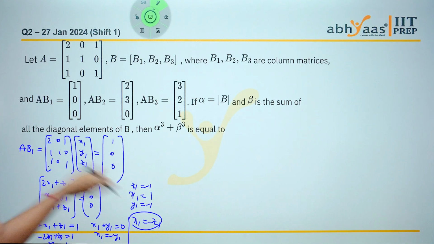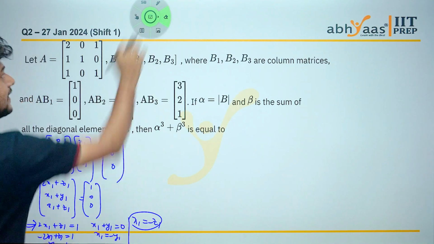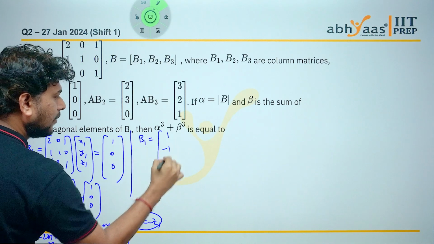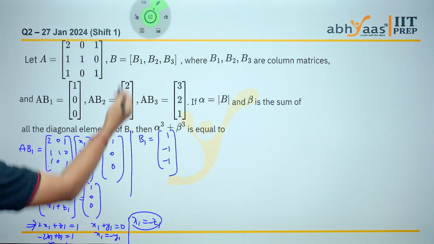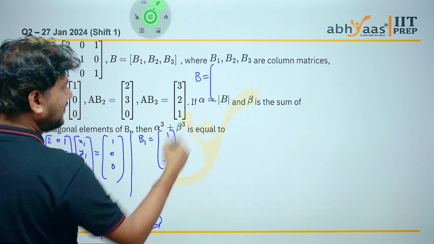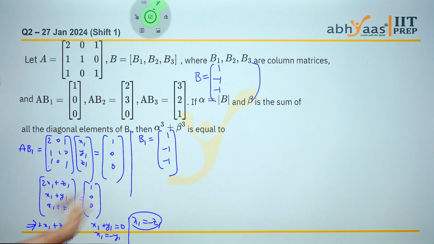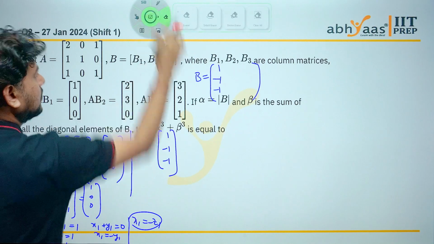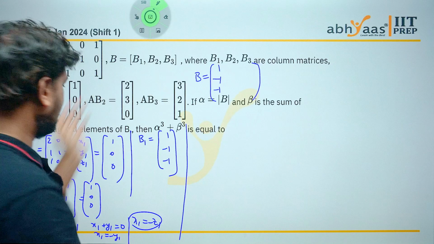So we'll write the B1 matrix here: B1 equals (1, minus 1, minus 1). Similarly, we have to find B2 and B3, then we can write the B matrix. The first column of B is this, 1, minus 1, minus 1. So we have to find the other two columns by doing the same exact things. Okay, let's do that. After finding B, I will erase this.